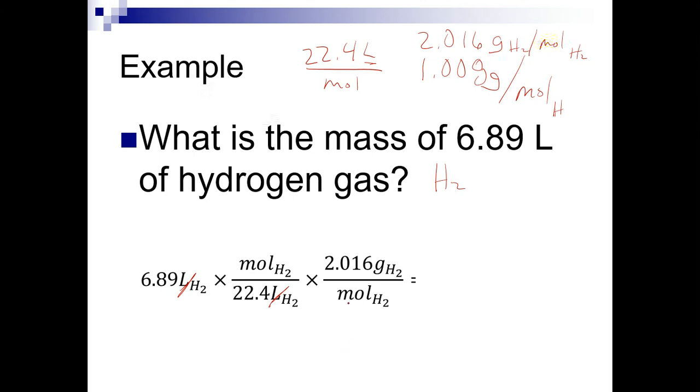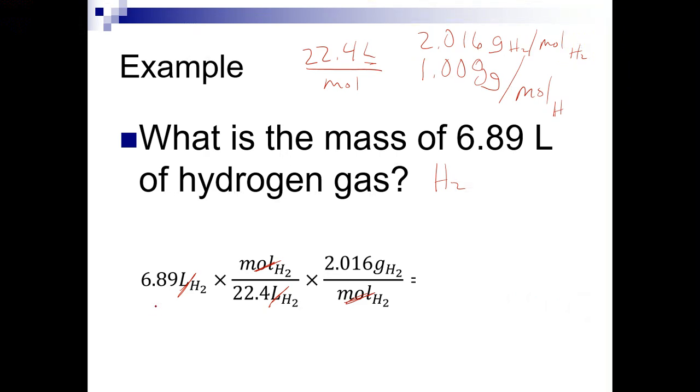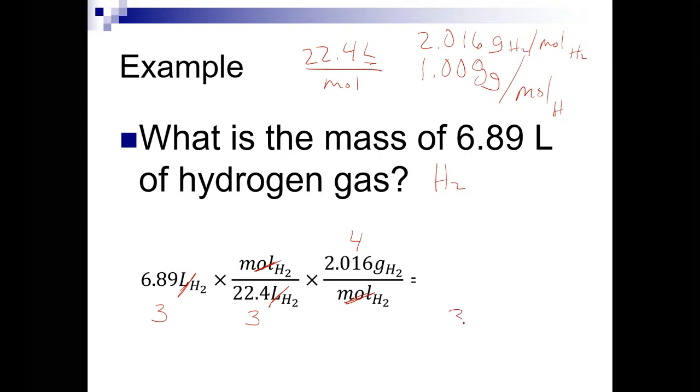Now I have the moles in the denominator to cancel with the moles that were left over after the first step. And then I have the grams. I punch it into the calculator and then ask myself how to round it. This has 3 sig figs. This has 3 sig figs. This has 4 sig figs. So my answer has to have 3 sig figs. And when I do that math, I get 0.620 grams of hydrogen.